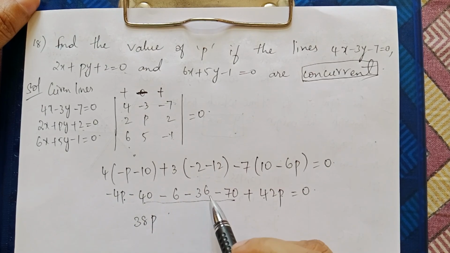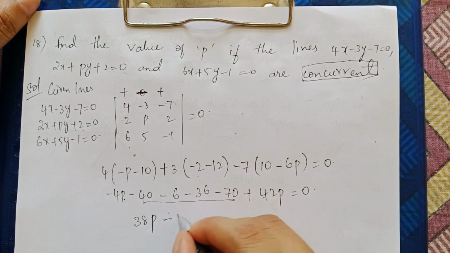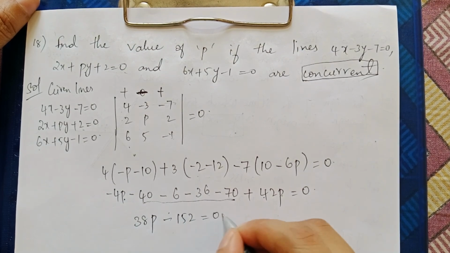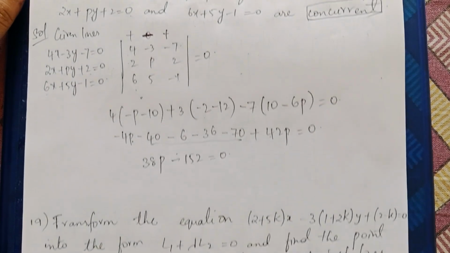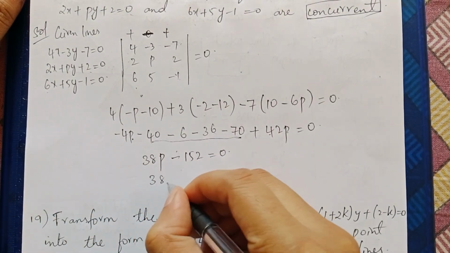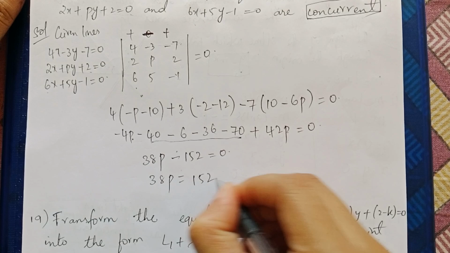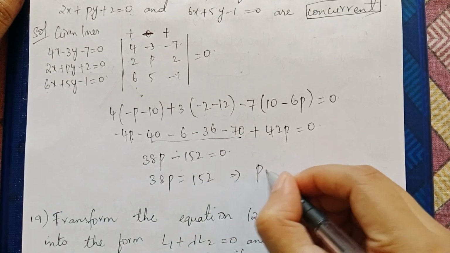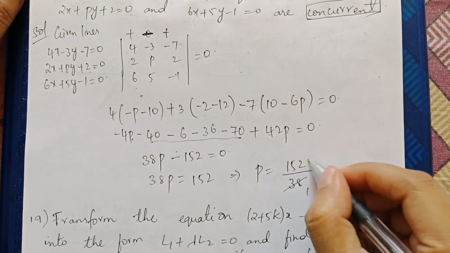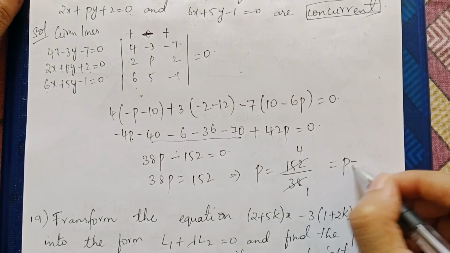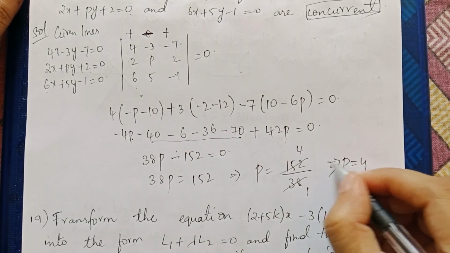And here these are all the negatives. If we add them all, we'll get the value minus 152 equals to 0. Bringing 152 to that side, so it will become positive. 38p is equals to 152, which is equals to 152 by 38, 38 ones, and it is 4s. So p is equals to 4.